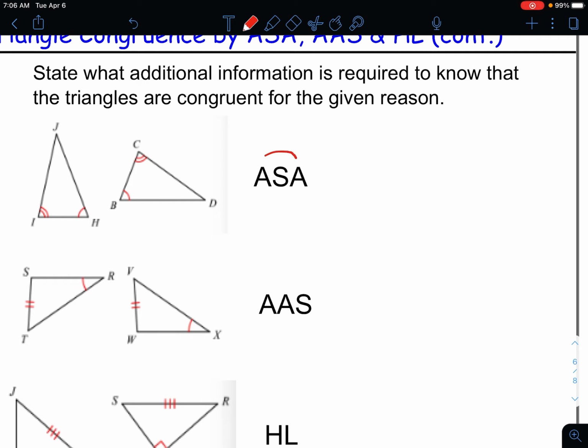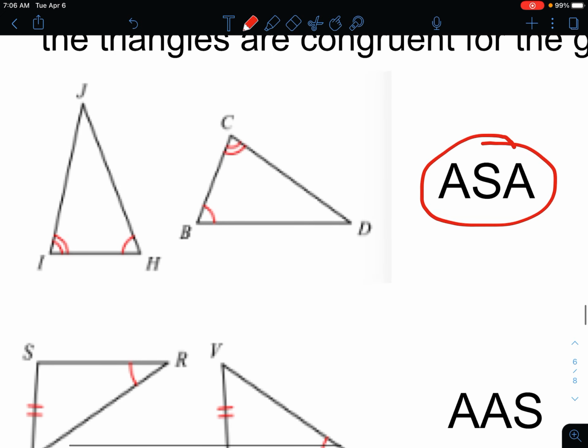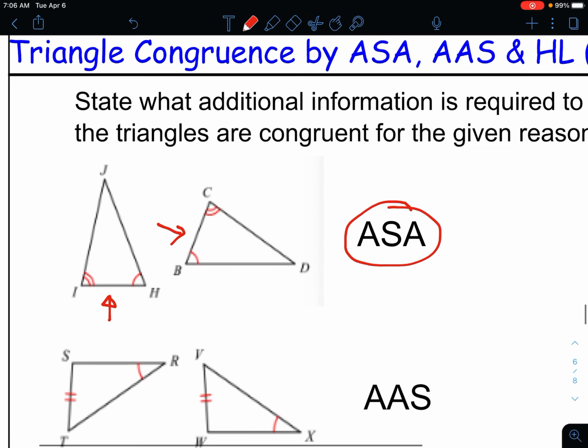State what additional information is required, okay? So we are trying to put angle, side, angle onto this, but right now we only have two sides. So what other information would we need to know in order to use angle, side, angle? Which means we have to have the included angle, the included side. So what would we need to know in order to do that? We would need to know that IH is congruent to CB.